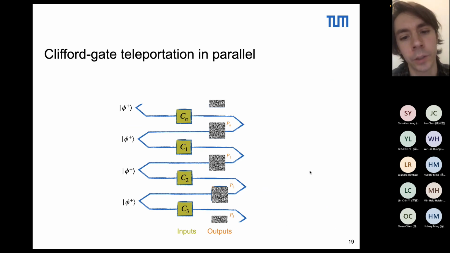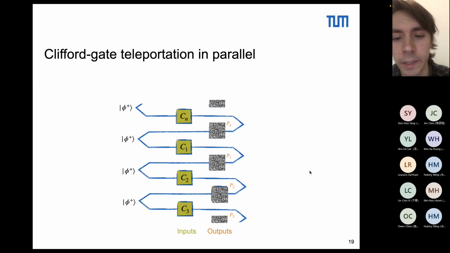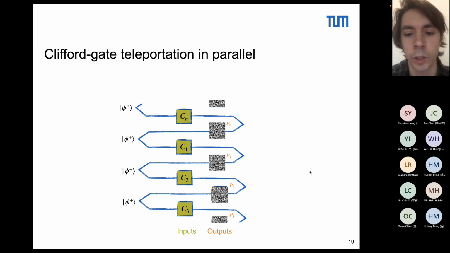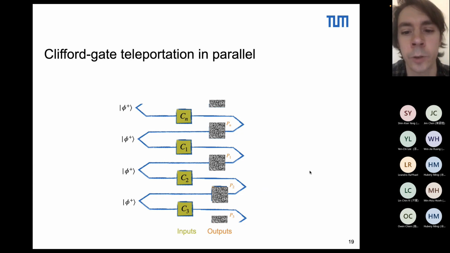So if I rewrite the circuit, it looks like this. We have the inputs on the left side, which are some Clifford gates. We have the outputs on the right side, which are Pauli matrices. These can be seen as the outcome of the Bell measurements that are done. And these are maximally entangled states on the left, and on the right, these are Bell measurements that are done.